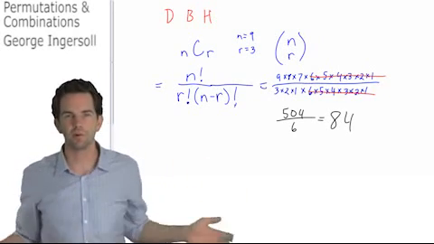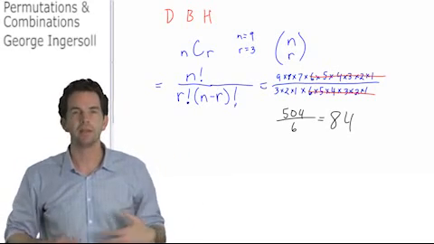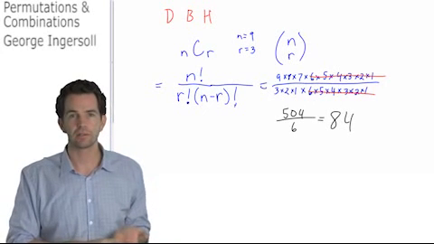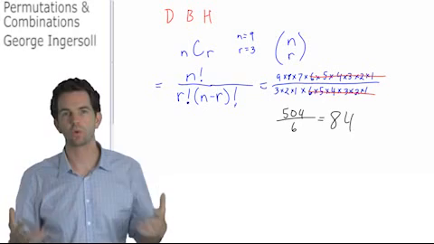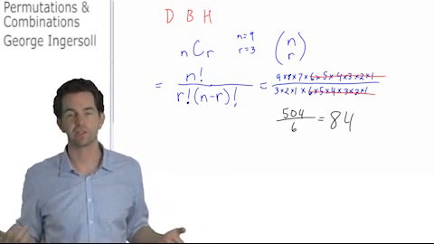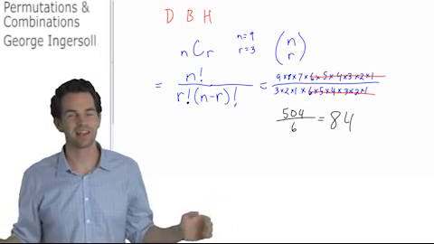So if every horse had an equal chance of winning, and I had no information going into my bet, what I would say is I've got one chance of picking the correct combination out of 84 total possible combinations of 3 horses finishing out of 9 when order doesn't matter. That's permutations and combinations for you.